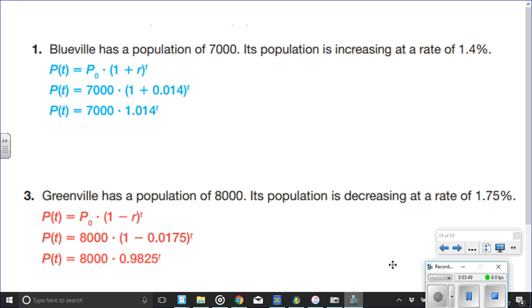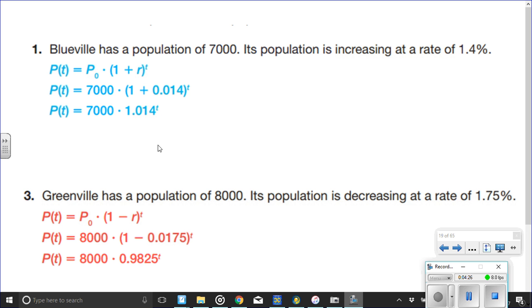of 1.4%. So since it's increasing in our compound interest formula, you want to use plus. Okay. And just to create a function, all you would need to do is take the 1 plus your rate, in this case 0.014, and add the two together, and that's it. So we have 7,000 times 1.014 raised to the t. So we could plug in whatever year in for t and figure out the estimated population increase.